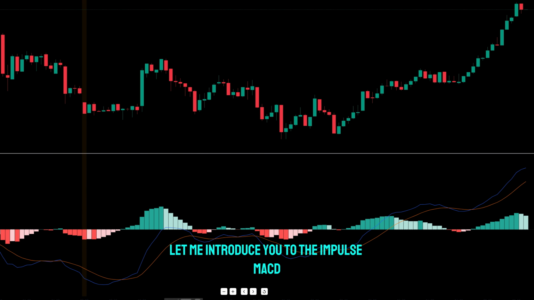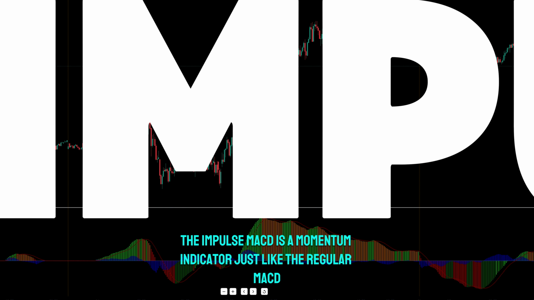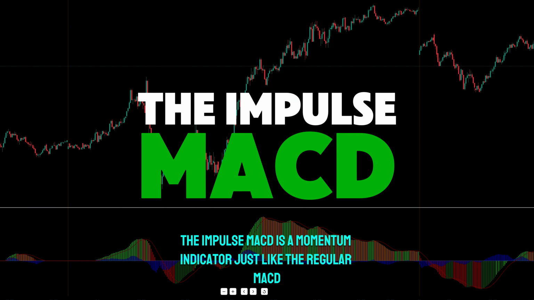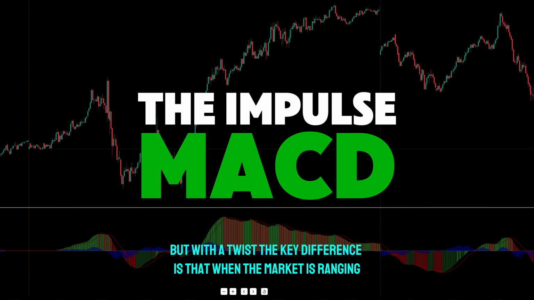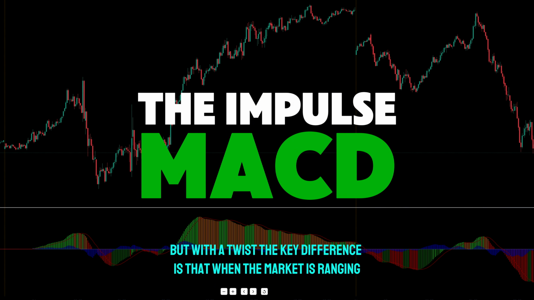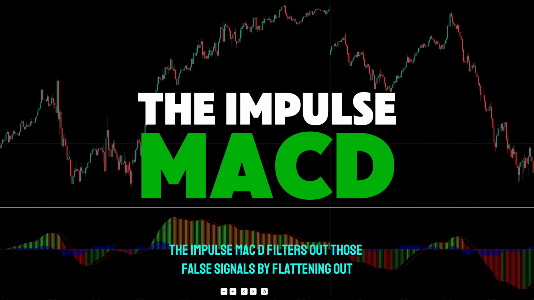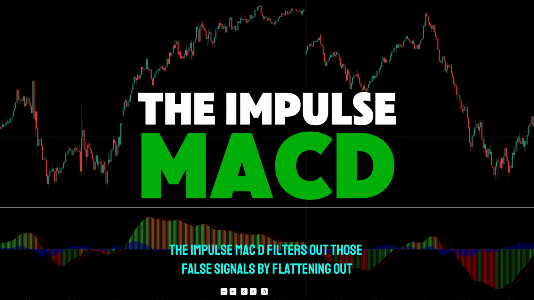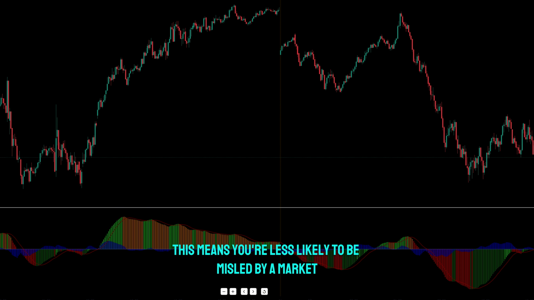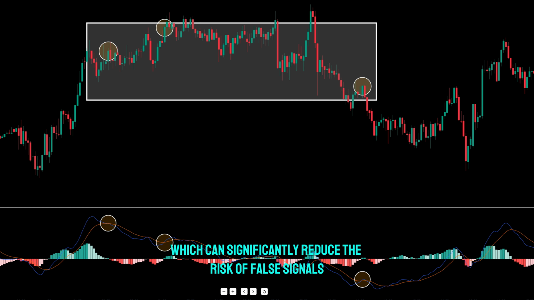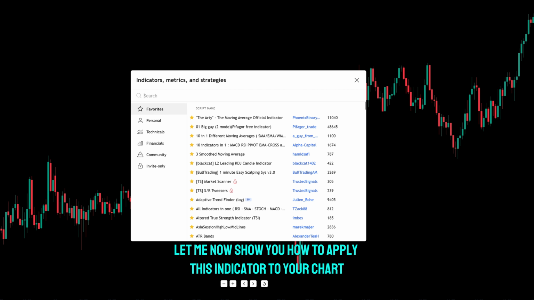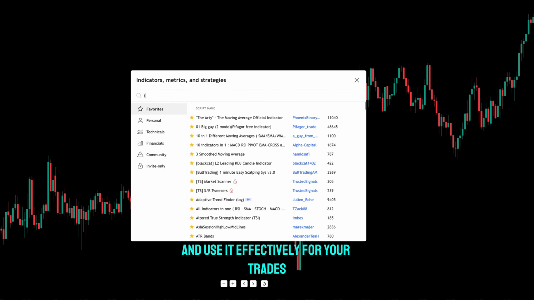Let me introduce you to the Impulse MACD. The Impulse MACD is a momentum indicator, just like the regular MACD, but with a twist. The key difference is that when the market is ranging, the Impulse MACD filters out those false signals by flattening out, as you can see here. This means you're less likely to be misled by a market that's not moving in a clear direction, which can significantly reduce the risk of false signals. Let me now show you how to apply this indicator to your chart and use it effectively for your trades.